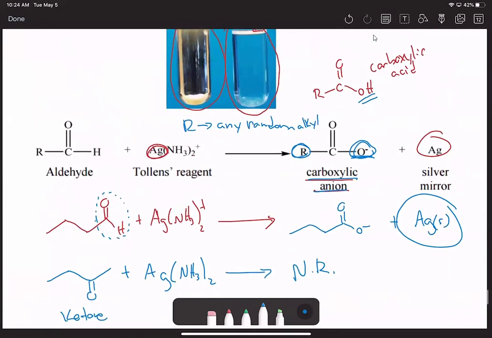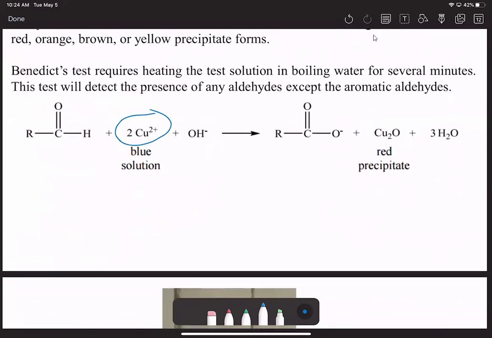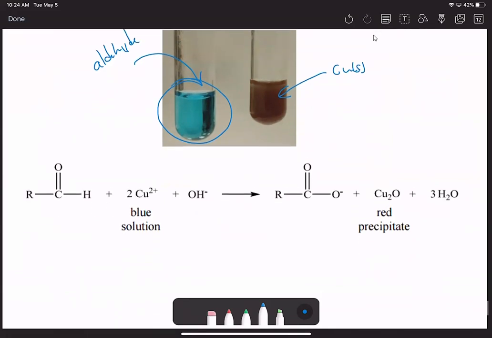Benedict's reagent is something very similar, except we're going to be using some copper, and then we're going to get copper as a solid. But a very similar reaction. This Benedict's reagent is in this blue solution here, and if we put an aldehyde into that blue solution, we get copper as a solid in that reaction. And again, this only works with aldehyde.